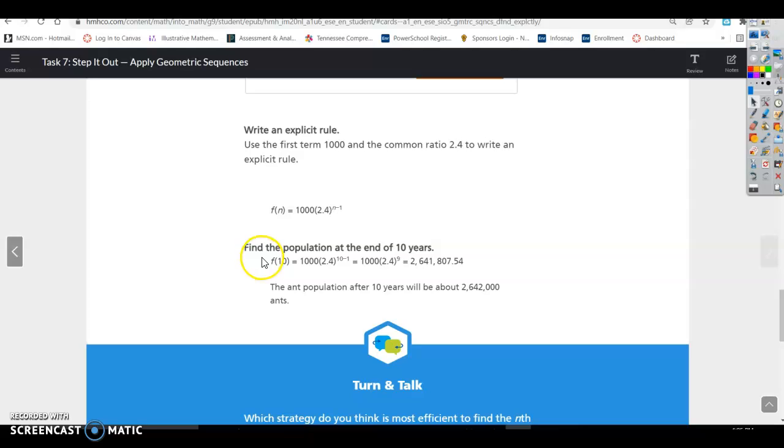So then the question was, find the population at the end of 10 years. So we want to find f of 10. So you simply plug in 10 for n. So 10 minus 1 is 9. 2.4 to the 9th power times 1,000 equals 2,641,807. You can't have 0.54 ants, but it says the ant population after 10 years will be about 2,642,000 ants. Shoo, that's a lot of ants. All right, if you have any questions, please let me know.